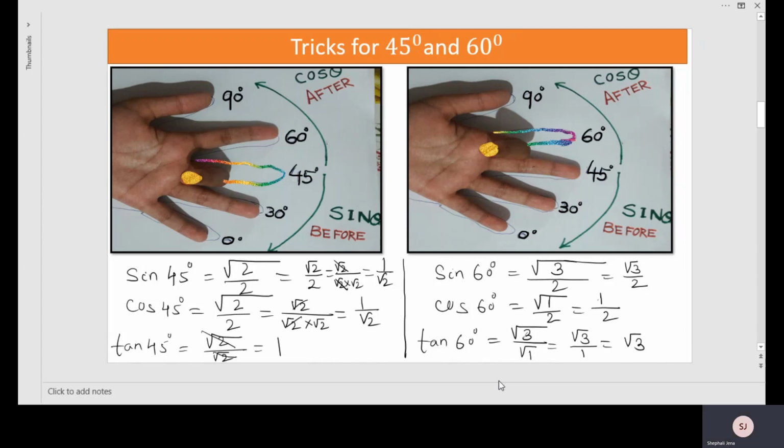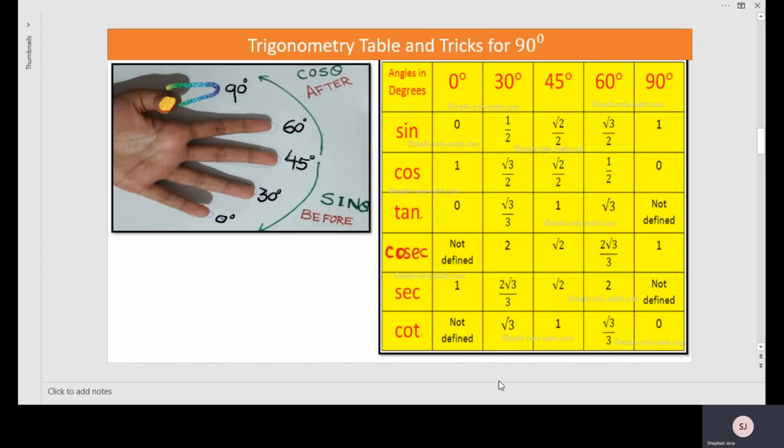Okay. So for the 90 degree we should find. Then for 90 degree same procedure we should follow. Sin 90 degree. Sin 90 degree is square root of before divided by 2. So square root of before, 1, 2, 3, 4. Before 4 angles. So square root of 4 divided by 2. So 2 divided by 2, how much? 1.